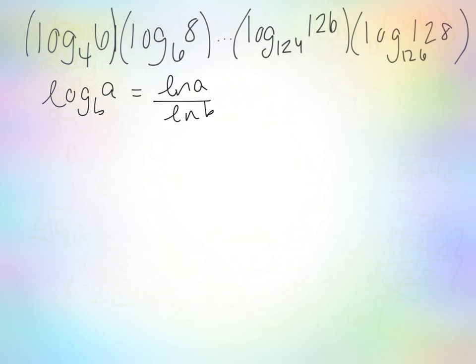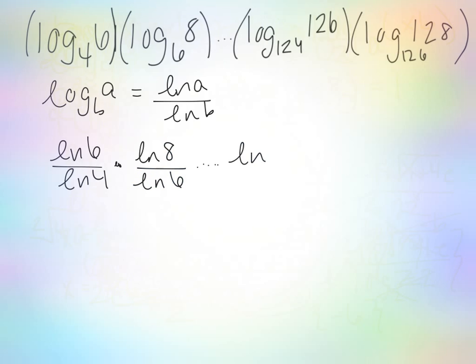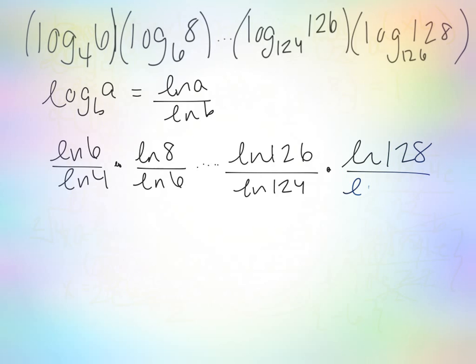So that's going to become natural log of 6 over natural log of 4 times natural log of 8 times natural log of 6, continuing natural log of 126, natural log of 124 times natural log of 128 over natural log of 126. And since these are all their own terms and it's multiplication, you can cross cancel. So these are out. This is out with its counterpart within the dots over here.